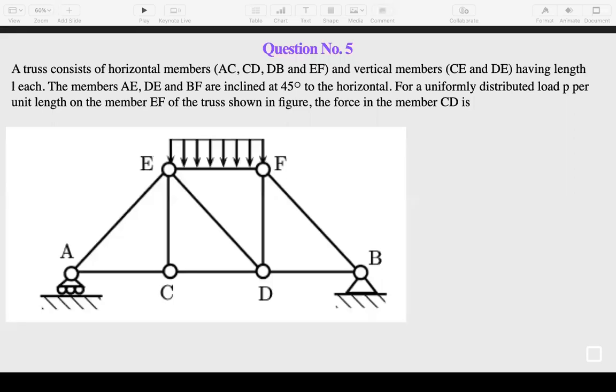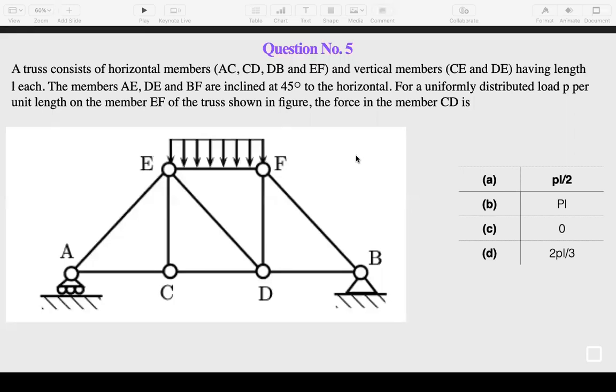They have asked for the force on a member. CD is the member. Remember this. And they have given four options. The first option is A equal to PL by 2. The second option is PL. The third option is 0. And the fourth option is 2PL divided by 3.